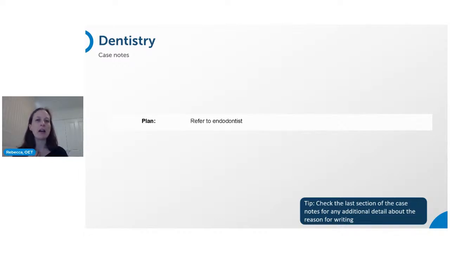We know that we are writing to refer the patient to an endodontist. We saw that in the writing task itself. So there isn't any additional detail. But when we look at the optometry case notes after this, you'll notice that there is extra detail provided in that final section just above the writing task. So that's a good principle, a good tip for any profession to double check after you've read the writing task, is there any additional information you can find in the final section of case notes?